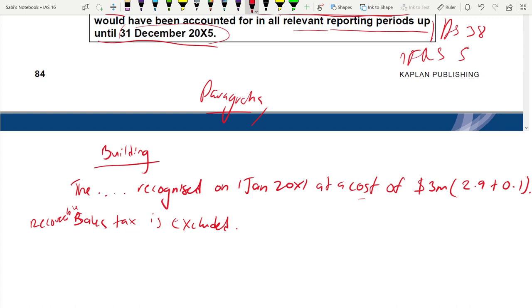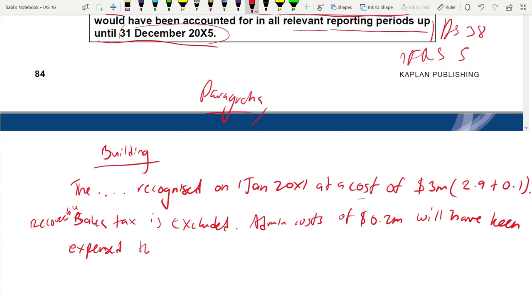What about general admin cost? So admin cost of how much? 0.2 million will be expensed. You have to write the correct treatment of each one, even if you have not included it in the cost. It will be expensed. No, somewhere it will go, so that also you have to write. It will have been expensed. Expensed where? Where do you write expenses? Profit and loss. To profit and loss.